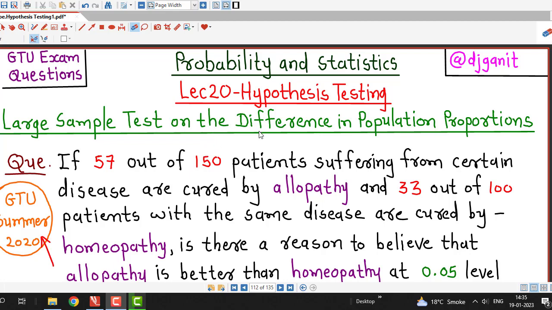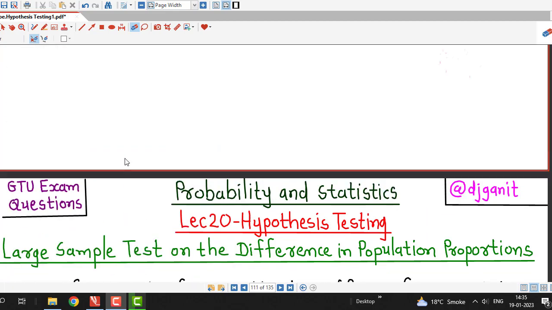Hello friends, I welcome you in lecture number 20 on hypothesis testing. In this lecture we are going to discuss the large sample test on the difference in population proportions. Before going to the question, we recall the necessary formulas related to it.